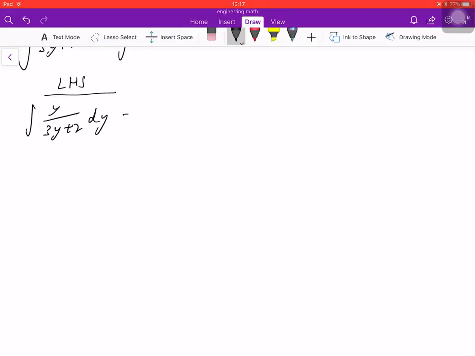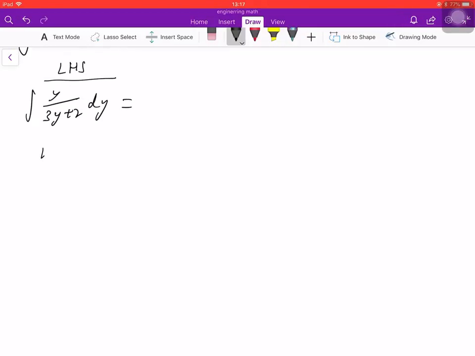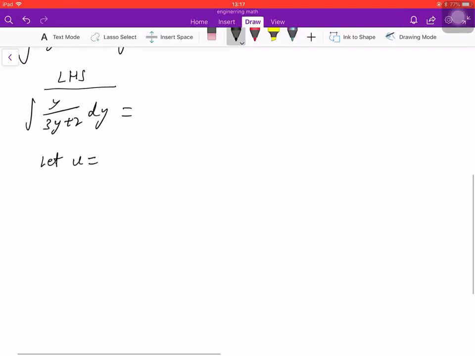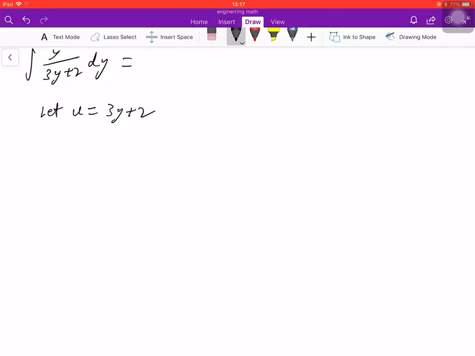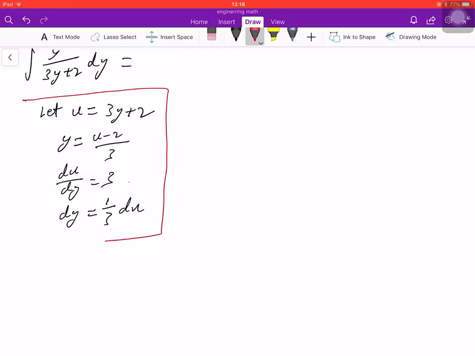To do this integration, we can use substitution, so we let u equal to 3y plus 2. Now we can rewrite this in terms of y: y is equal to (u minus 2) divided by 3. Then we take the derivative, du/dy, and we get 3, so dy is equal to 1 divided by 3 du. This will be used as the substitution in our integration.